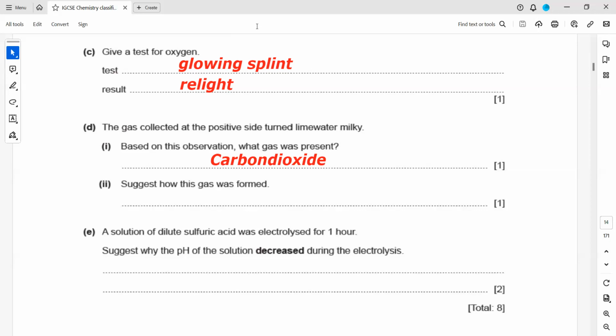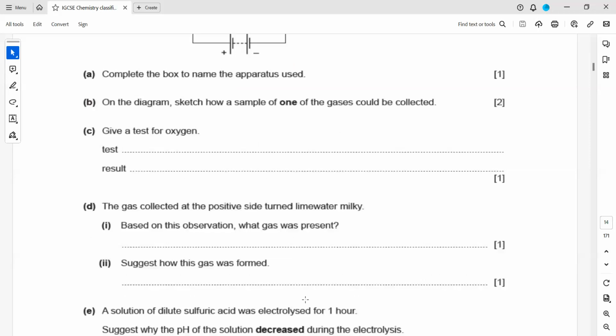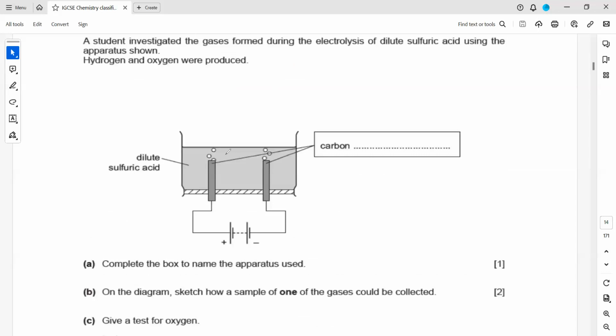Suggest how this gas was formed. So what actually happened? As you can see here, when we invert this test tube, this is made up of carbon, and this one is the positive electrode, the anode, and this is the negative electrode, the cathode. This is the electrolyte, so hydrogen will move and we'll get hydrogen gas here. But when hydroxide ions move there, we'll get oxygen gas. But this oxygen gas, which was produced here, may react with the carbon electrode. If it reacted with the carbon electrode, what will happen? It will turn into carbon dioxide.